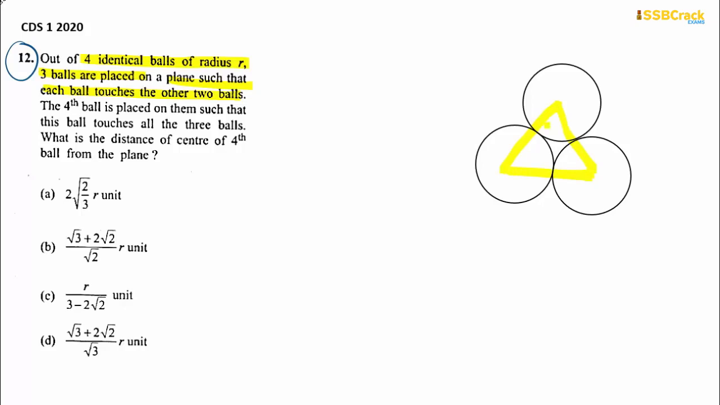They are touching and you can see that they form an equilateral triangle. And there was a 4th ball to be imagined over there, which is placed on them such that this ball touches all the 3 balls. What is the distance of the center of the ball then? So here you have to imagine the circle passing through the 3 vertices of the triangle which is formed by connecting the 3 centers of the 3 touching circles. I mean, we cannot say intersecting because they are meeting exactly at one point.